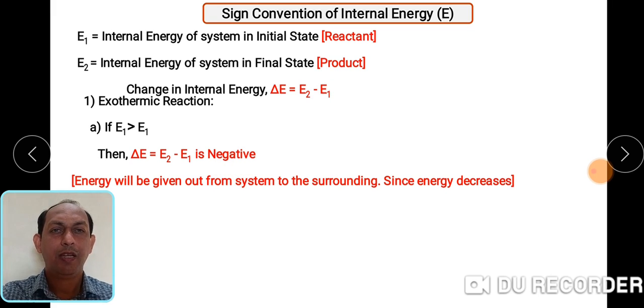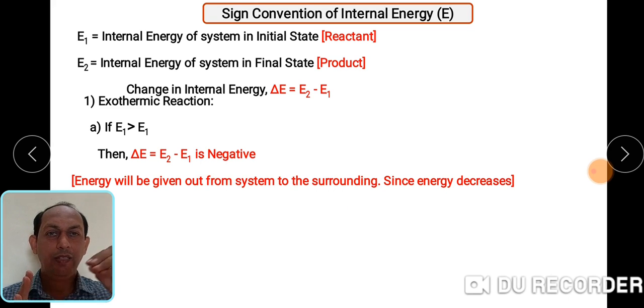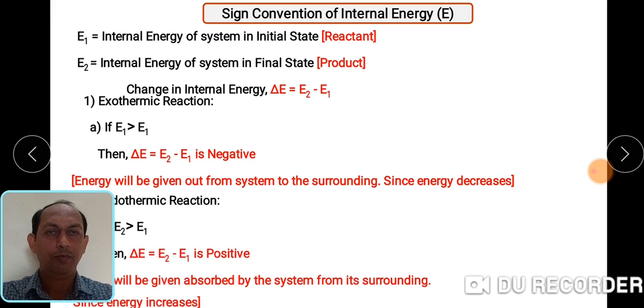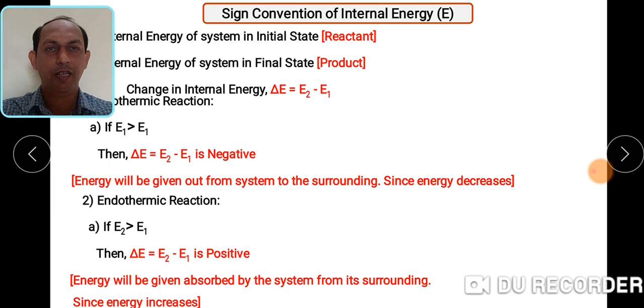So when you see that delta E has a negative value, what it indicates is that the energy is given out from system into surrounding. The energy in the system was transferred into the surroundings. Because of that, the energy of the system becomes lower than the initial energy. So energy will decrease. So remember, when E1 is greater than E2, that particular reaction is exothermic.